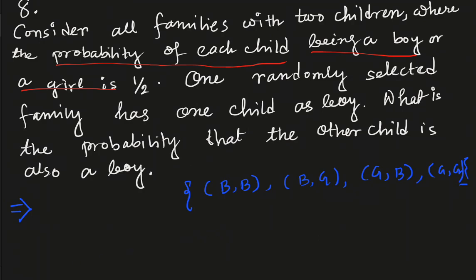Now, what I have to calculate is the probability. First, for writing purposes, let me write two statements. E represents the statement that one child is a boy, and F is the statement that the second child is a boy, right?